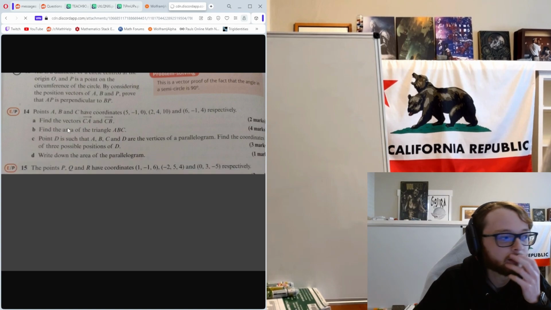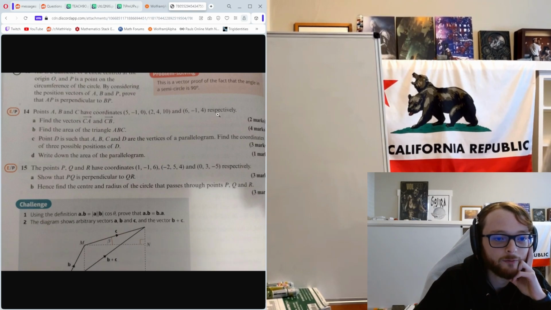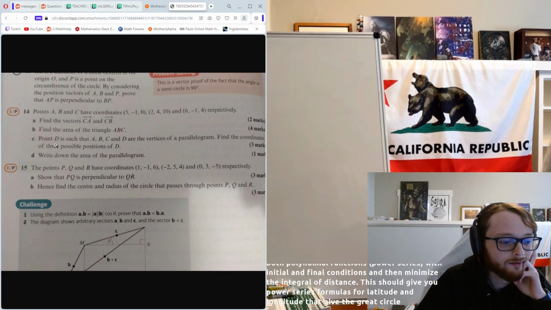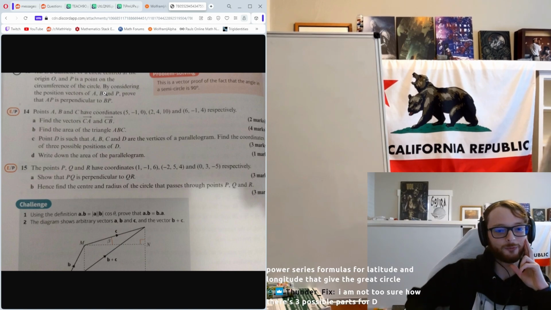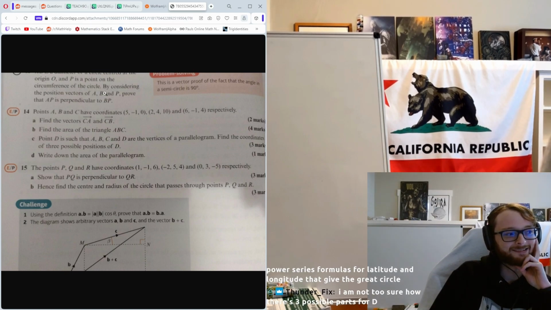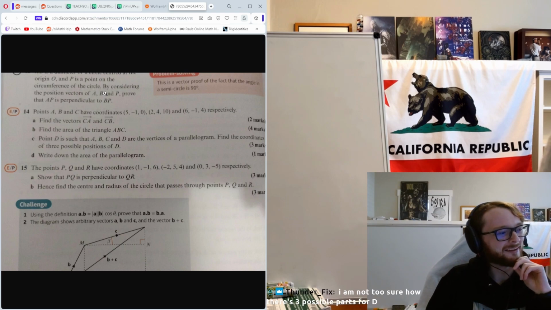Question 14, part C. Points A, B, and C have coordinates (5, -1, 0), (2, 4, 10), and (6, -1, 4), respectively. Okay, I assume we're still on planes here. Ooh, three parallelograms. I'm going to have to draw this, I think. Interesting.